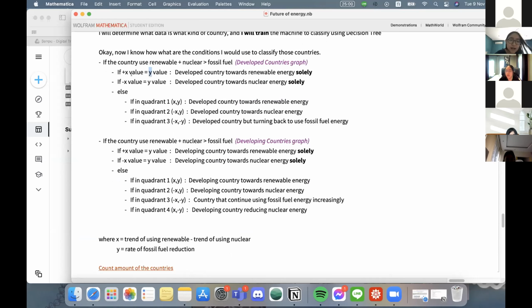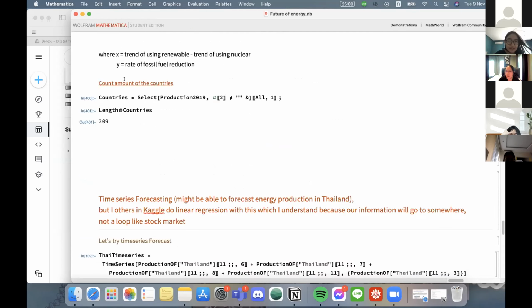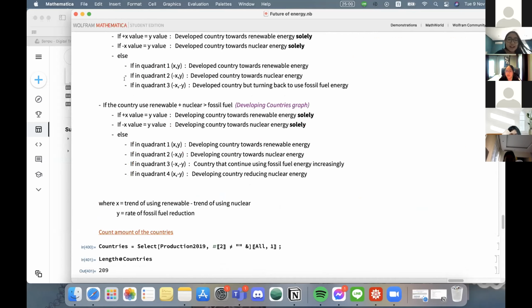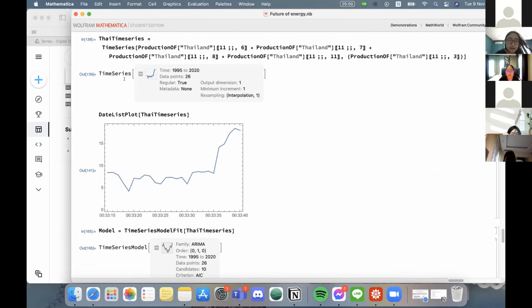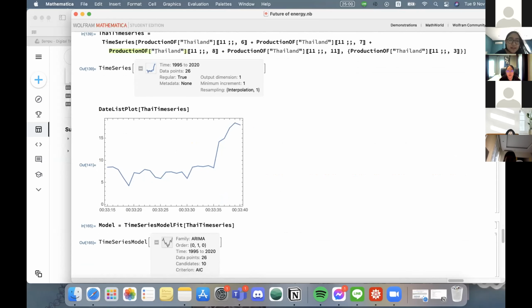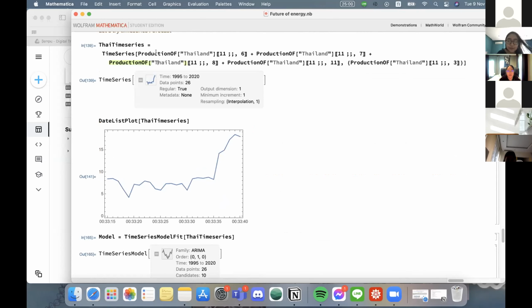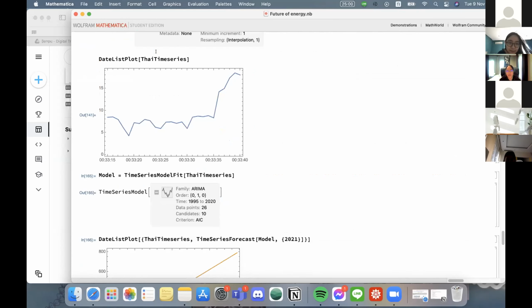If X equals Y or minus X equals Y, that is one category and the other is another. These are the things I'm not done yet with, and I don't know whether I should include it. It is the time series prediction. So maybe it can be used to predict how Thailand or any country will use energy in the future, predicted by the past progression.